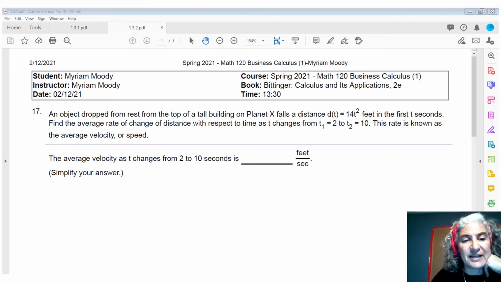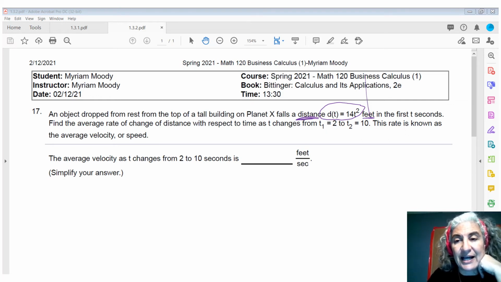All right, so the next problem says an object dropped from rest at the top of a tall building on planet X falls a distance of d of t, which equals 14t squared feet in the first t seconds. Well, that's a mouthful. So let's look at that a little bit slower. This formula is representing the distance. So d is the distance, and the distance is in feet. And the t represents time, and the time is in seconds.